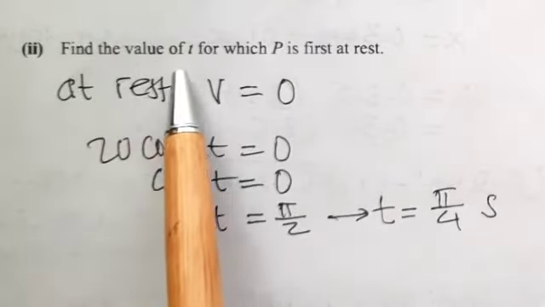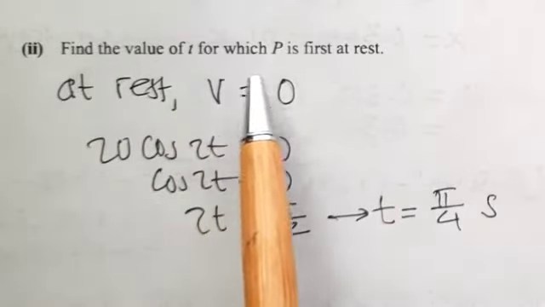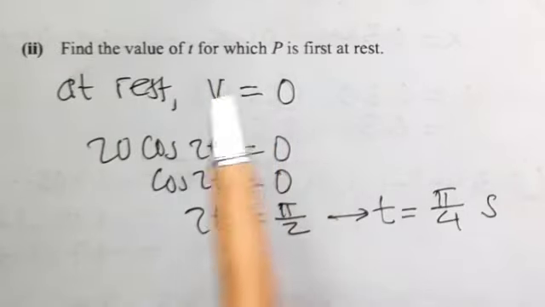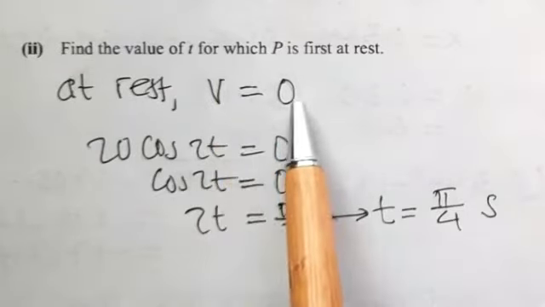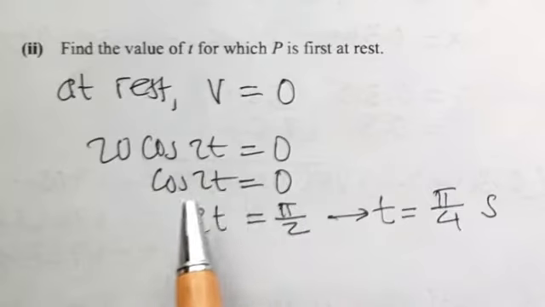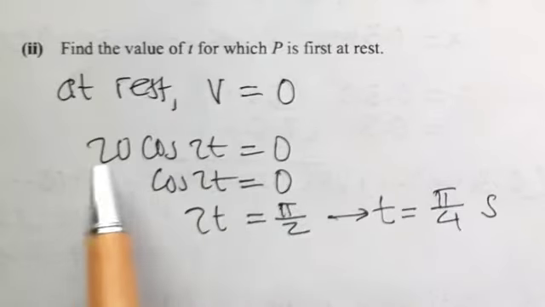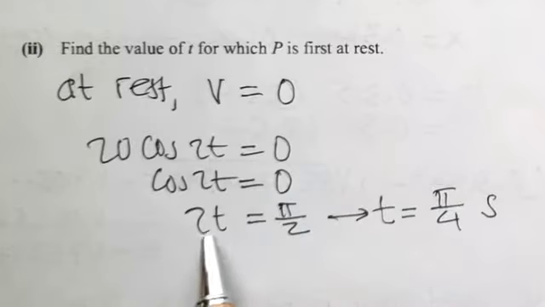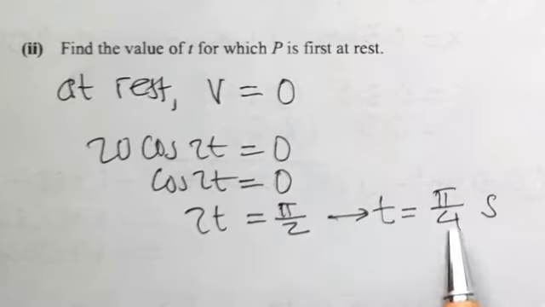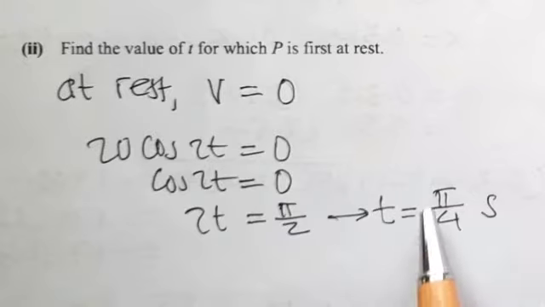Part (ii): find the value of t for which P is first at rest. Now, particle P is at rest when the velocity at that time equals 0. Thus 20 cos 2t equals 0, so cos 2t equals 0 divided by 20, that is 0. And 2t equals cos inverse of 0, that is π/2, and t equals π/4 second. Thus the time when P is first at rest is π/4 second.